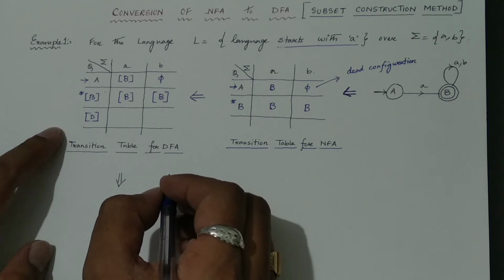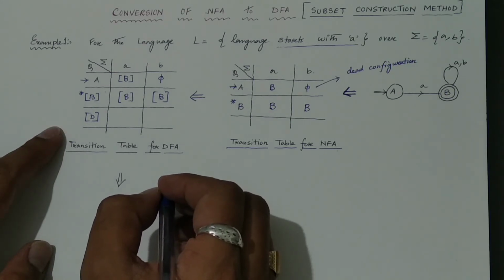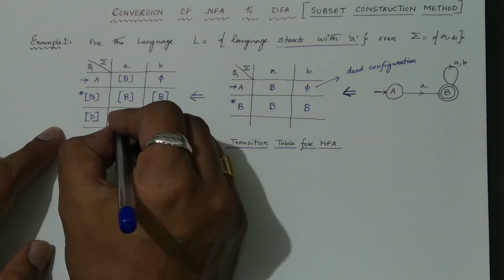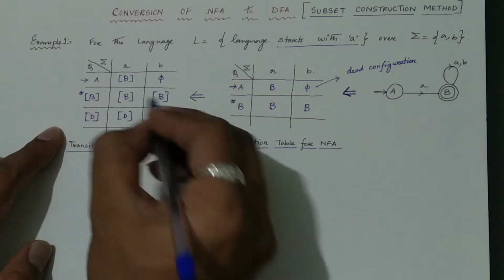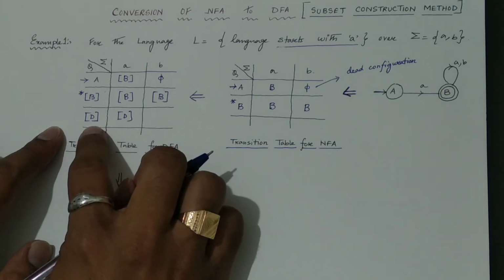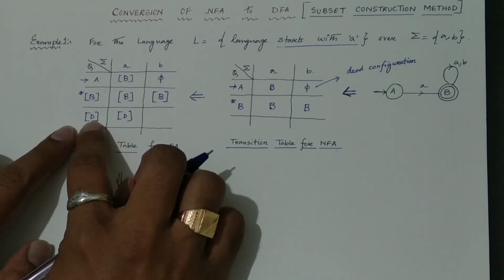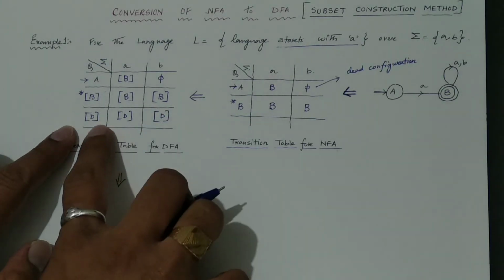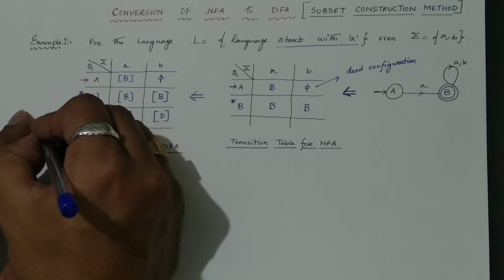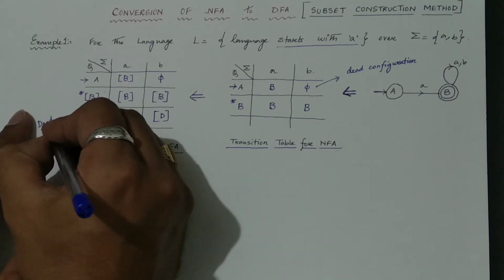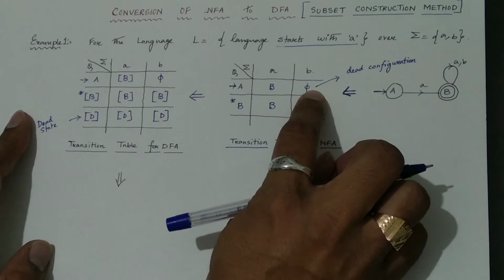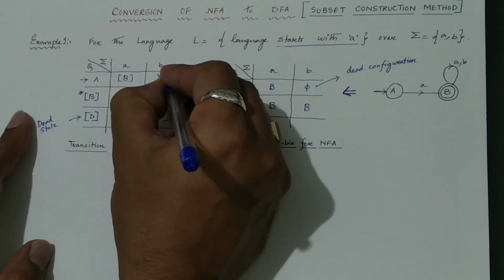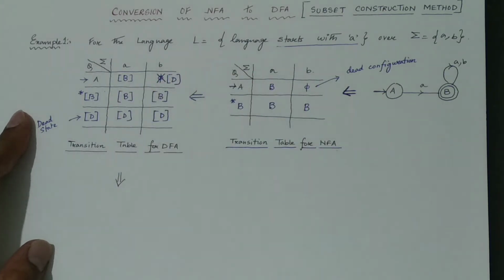Clear? And how will this dead state work? D on input A, where it is going, itself. For the dead state you have to draw a self loop, okay? And D on input B, it is going into the same state, correct? So this will act as a dead state. And as we have to remove this dead configuration, in the place of phi I have to write D. So this is your final diagram.